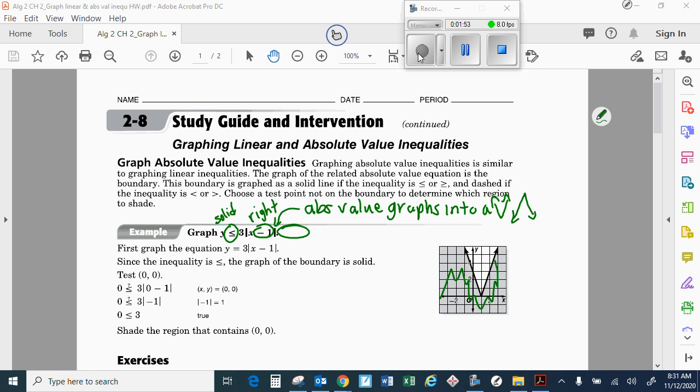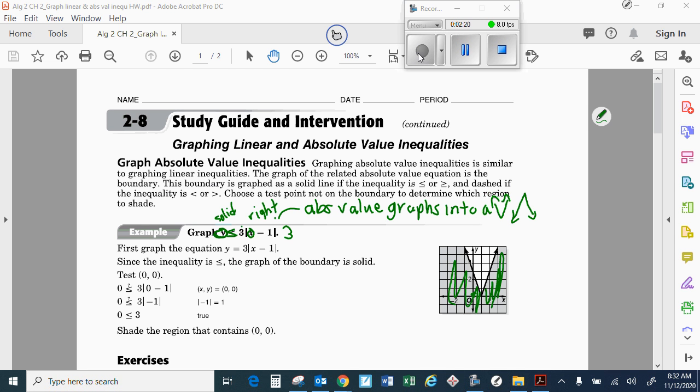Again, I could test a point. I could test 0, 0. Remember, 0, 0 is the easiest one to test. If 0, 0 is true, then I'm shading all outside. So I plug in 0 for here and 0 for here. 0 minus 1 is -1. The absolute value of -1 is +1. Times 3 is 3. Is 3 greater than or equal to 0? Yes, it is. So therefore, it shades on the outside.